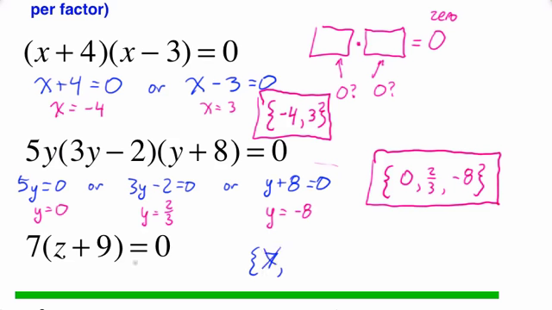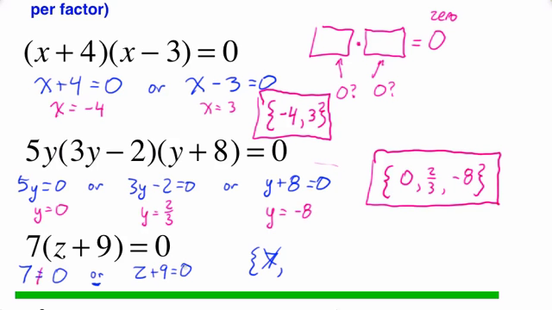7 is not one of the answers, because if we were to write an equation, the equation would look like this: 7 equals 0, or z plus 9 equals 0. Well, notice this or. This or does not mean and. Obviously 7 cannot equal 0. So that's kind of silly. 7 can't equal 0. The only thing that could equal 0 is z plus 9.